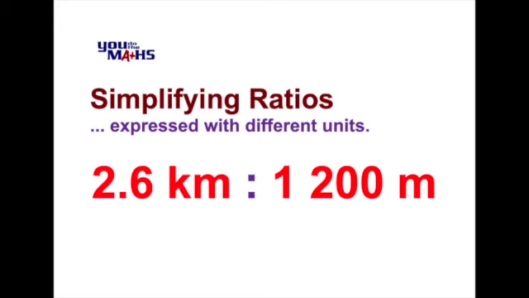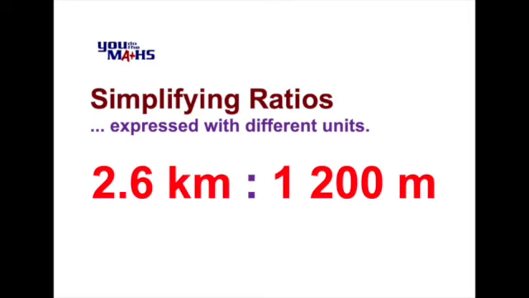Whenever we're asked to simplify a ratio between two quantities which are expressed in different units, we have to make sure that the units are the same, and then we can simplify the ratio. So in this case, we've got kilometres compared to metres. So logically, we can change the kilometres to metres or the metres to kilometres. And there is usually a better choice.